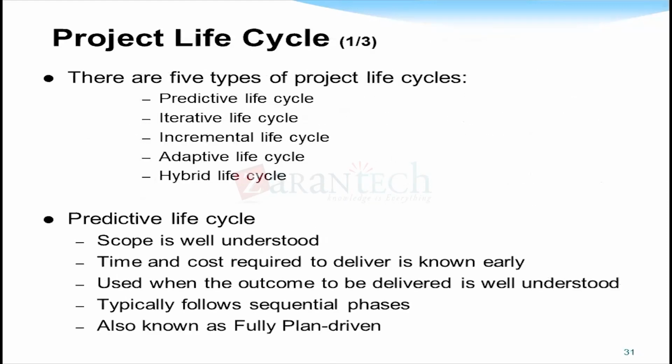Say for example, project life cycle: there are 5 types of project life cycle: predictive life cycle, iterative life cycle, incremental, adaptive, and hybrid. Here, predictive means your requirements are signed off. Just like the traditional SDLC model, you can predict after 3 months what will be the output, after 6 months what will be the output. It is a predictive life cycle. Scope is well understood in the starting phase itself. Time and cost required to deliver are known in the starting itself.